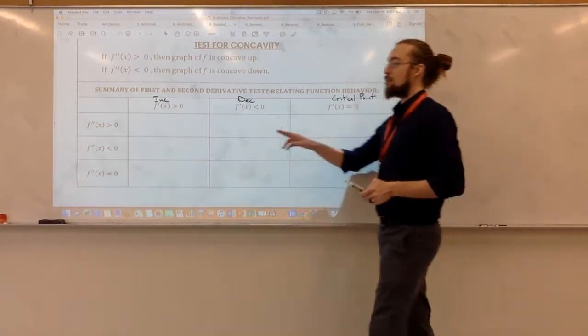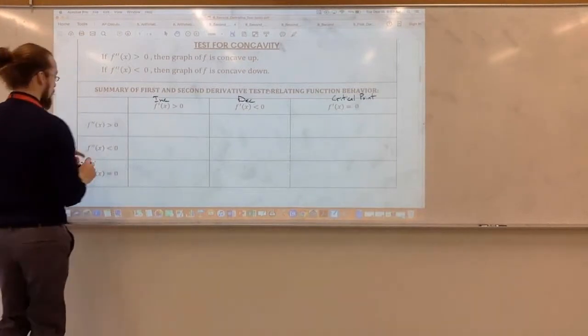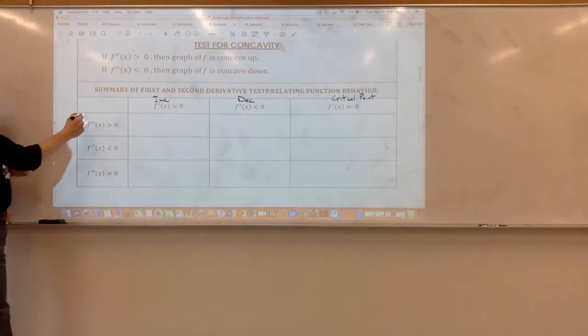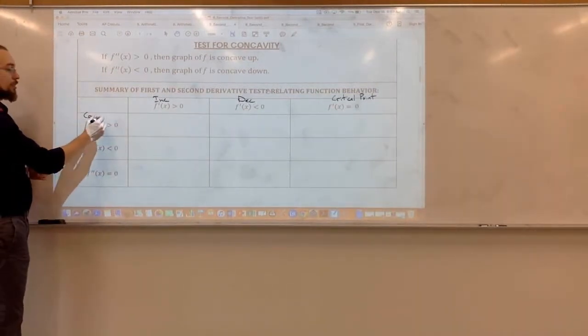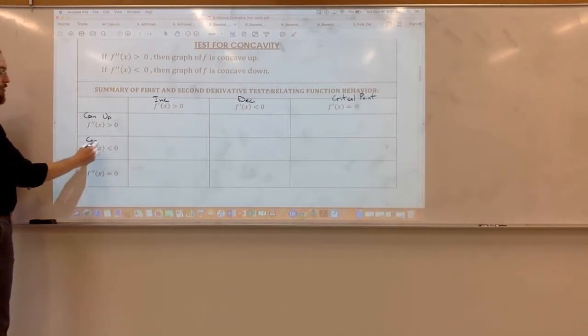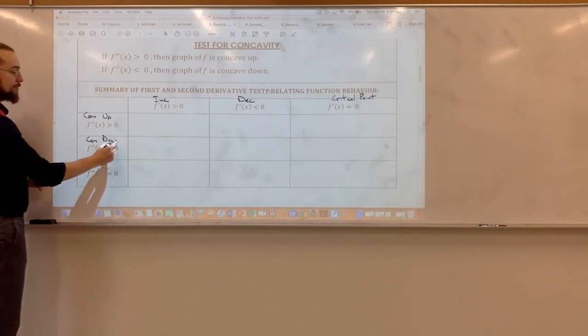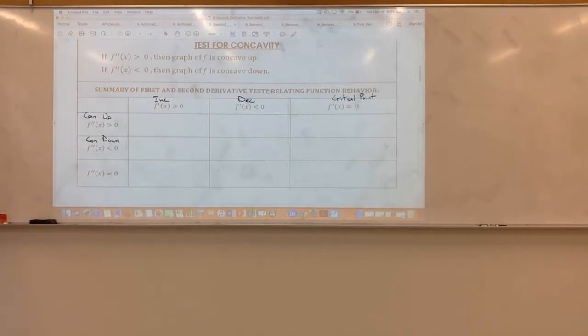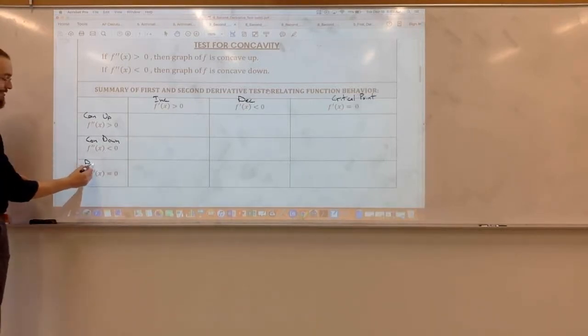Right? So now we're saying if our second derivative is positive, the original function is concave up. If our second derivative is negative, then the original function is concave down. And if our second derivative equals 0, it is a possible inflection point.